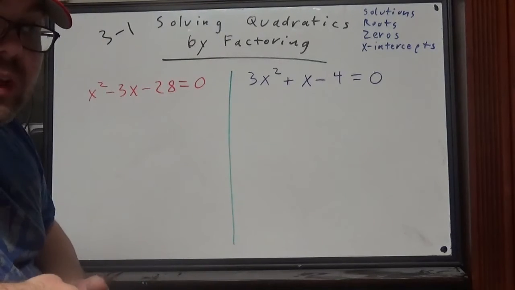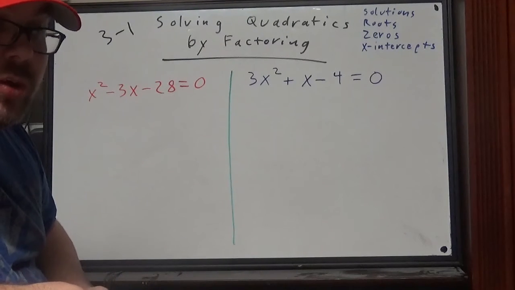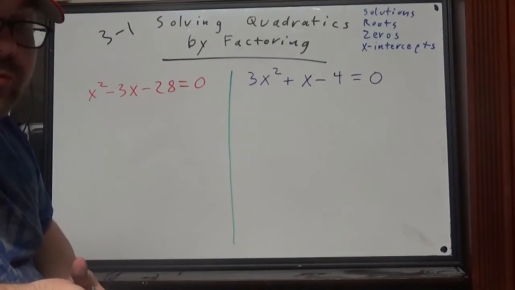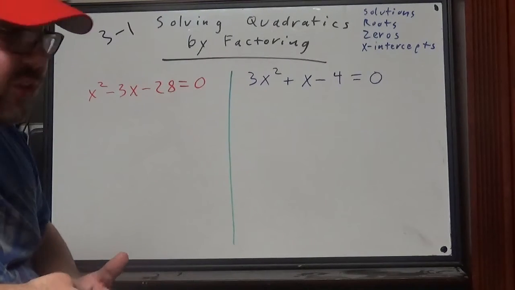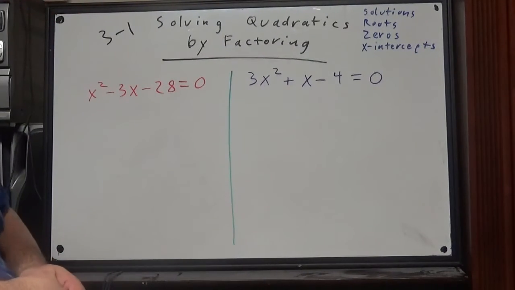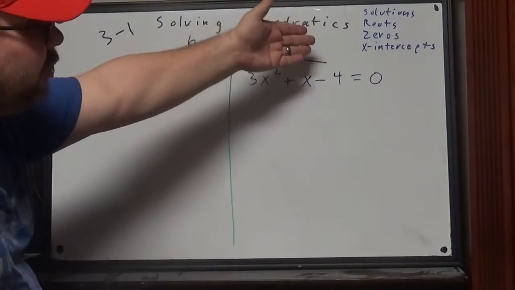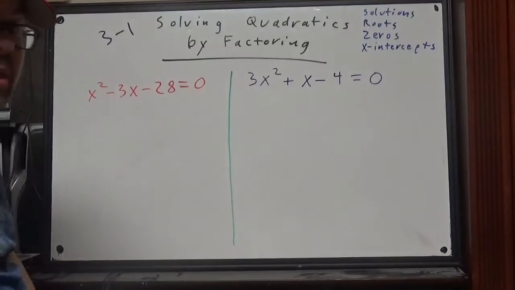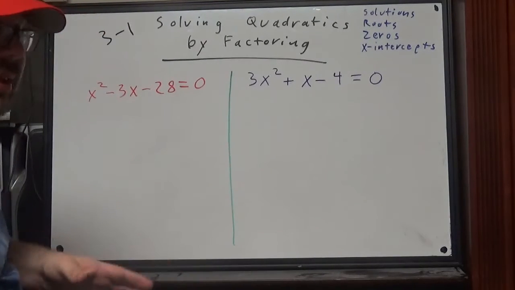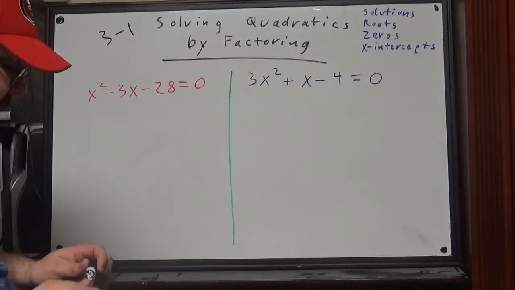Because of that, oftentimes quadratic equations will not have one answer. They'll usually have either 0 answers or 2 answers. And again, solutions, roots, zeros, and x-intercepts. You can hear any of those, and they mean the same thing when we're talking about this.